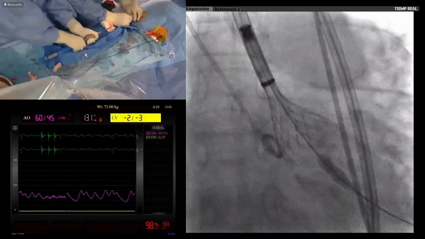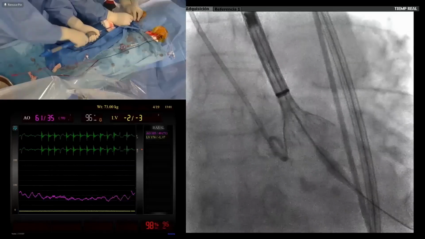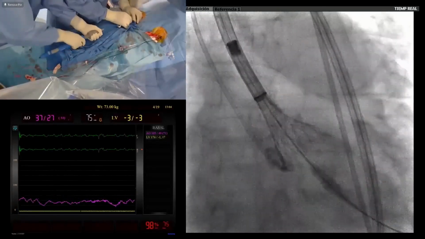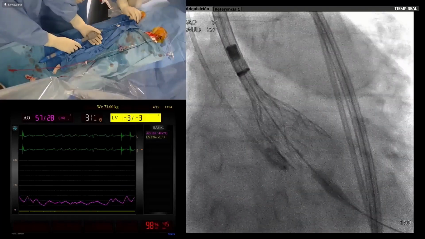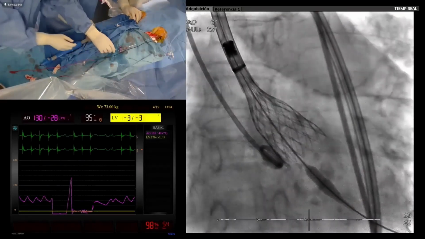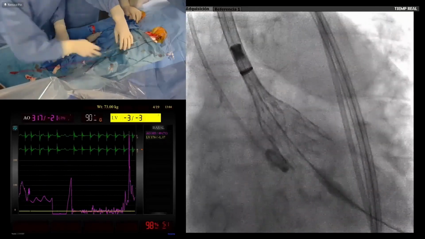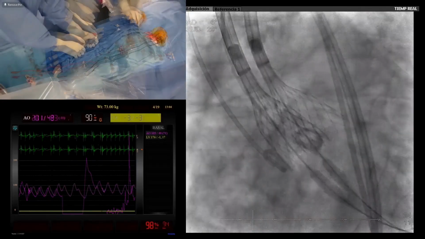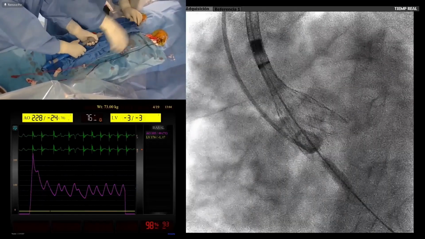Perfect. More. Now, go. Go all the way. Now we have a better position. Because now we have a better alignment of the delivery system. Let's go to the left. Yeah, much better.